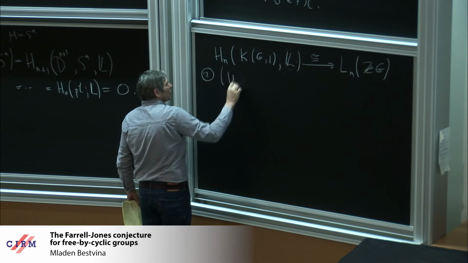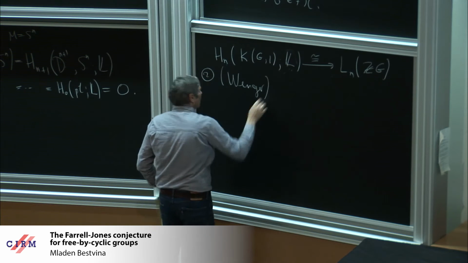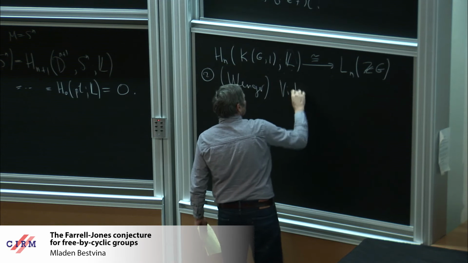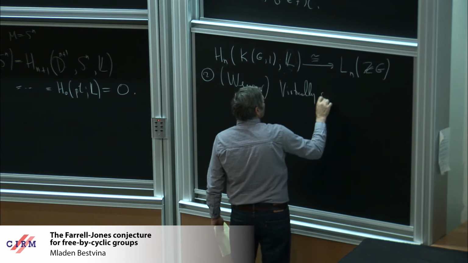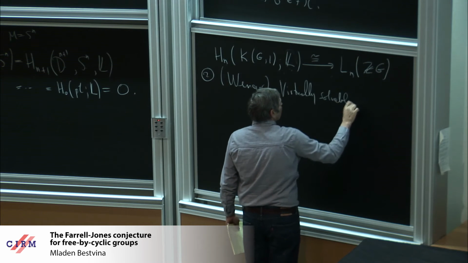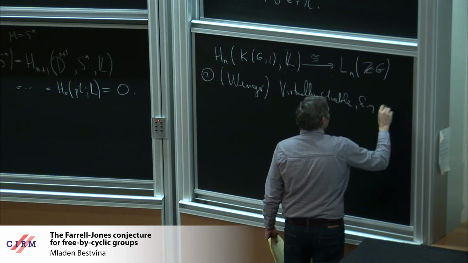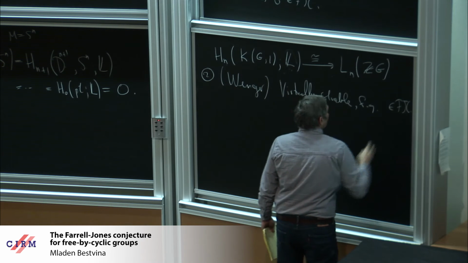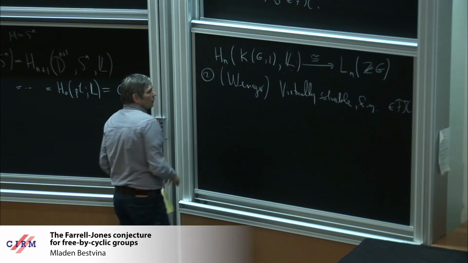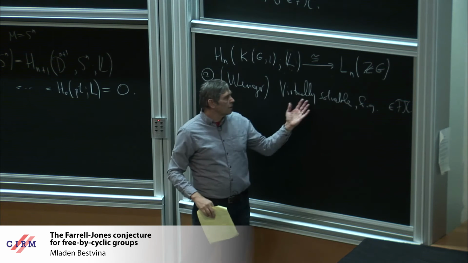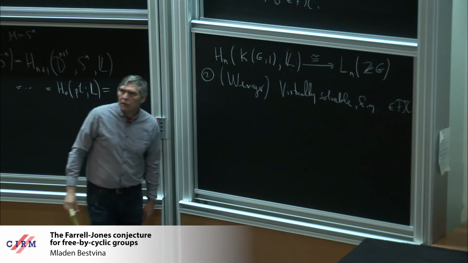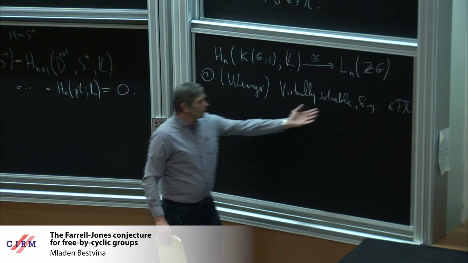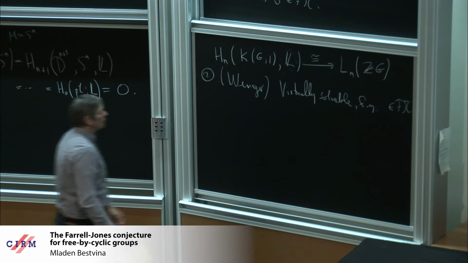Okay, so this is a theorem of Wenger: all virtually solvable finitely generated groups are in FJC. Now I should say that for some subclasses, this is not too hard to show, like for abelian groups or even polycyclic groups. What makes it hard is this whole virtually solvable class.